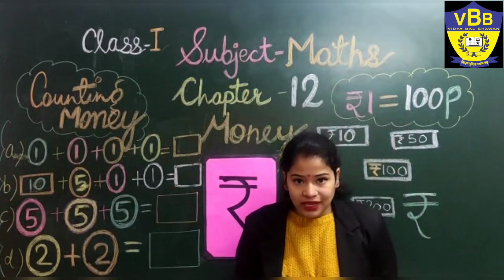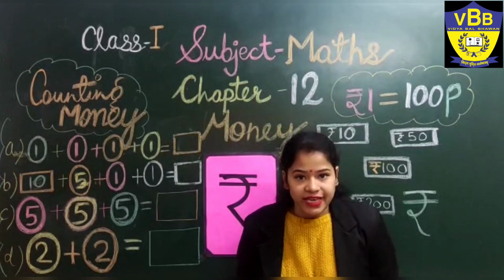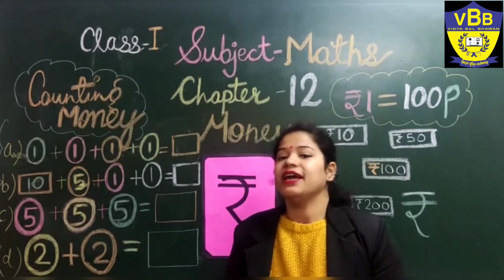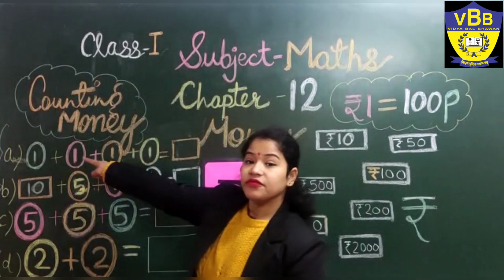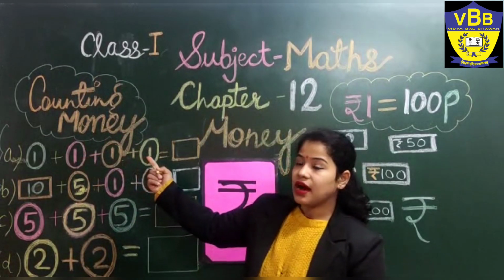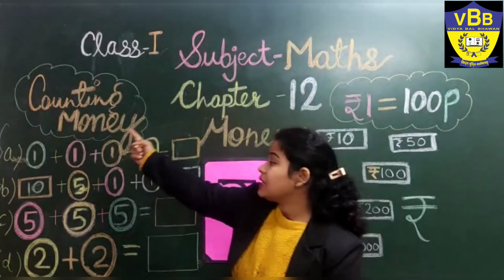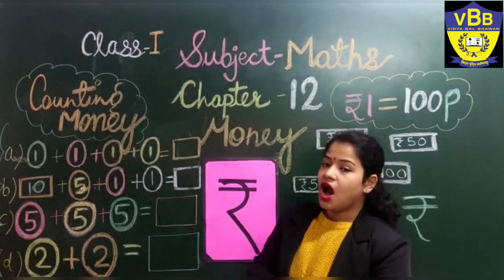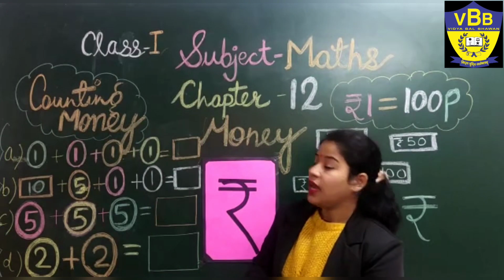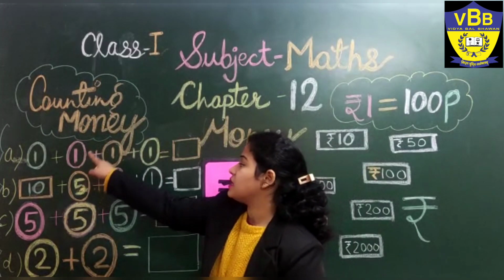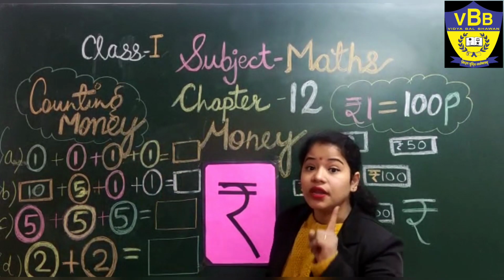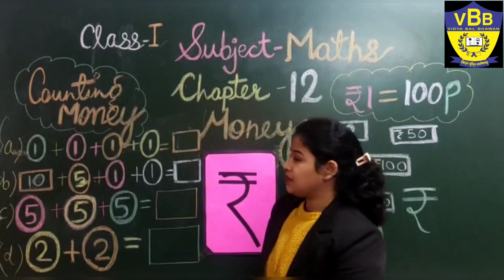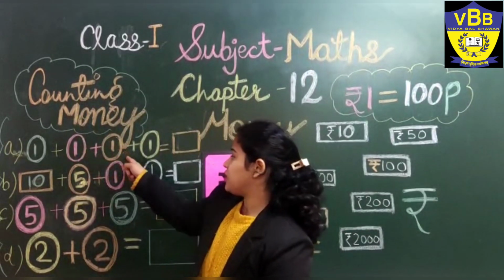Does anybody know how to count money? Okay, let me tell you. In part A, our topic is counting money. How many coins are you seeing here? The number of coins, not the value of coins. There are 4 coins: 1, 2, 3, 4.